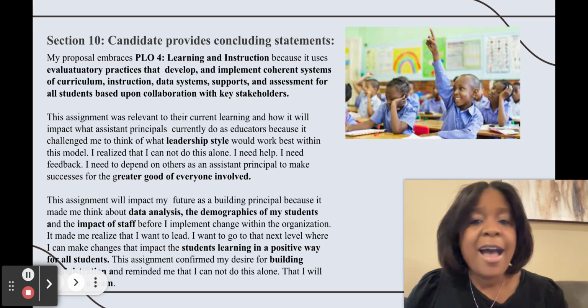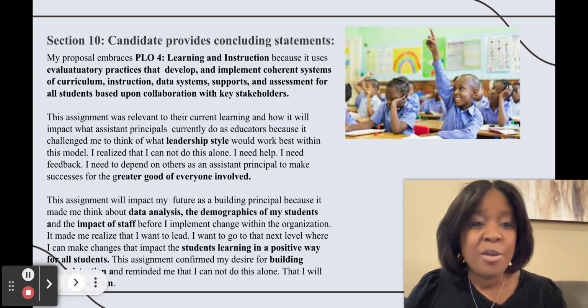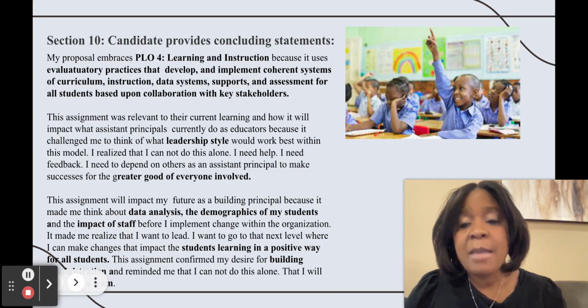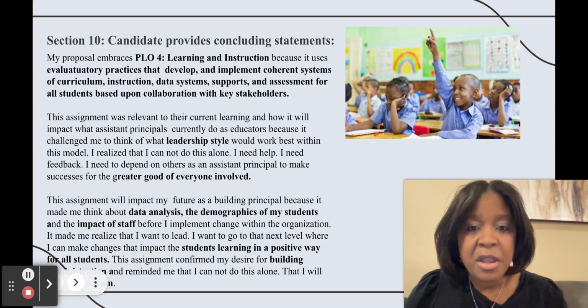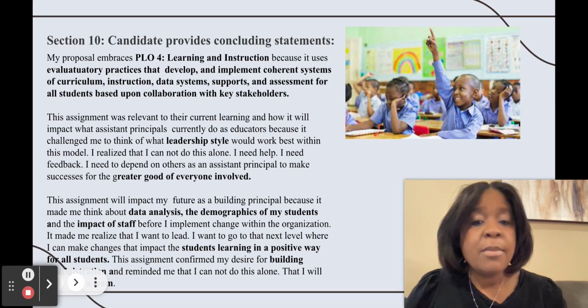I realized that I cannot do it alone. I need help. I need feedback. I need to depend on others as an assistant principal to make success for the greater good of everyone involved. This assignment will impact my future as a building principal because it made me think about data analysis, the demographics of my students, and the impact on staff before I implement change within the organization.